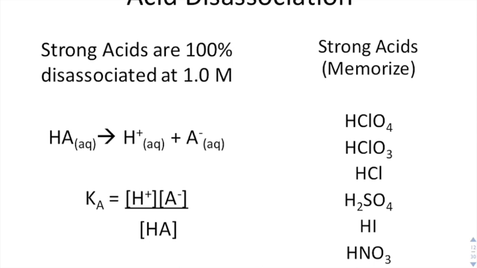Now, when we say considered to be, a lot of times it's actually like 93% or 94%. But once we give the classification, we say it is considered to be a strong acid. That strong acid is 100% disassociated. We don't treat it any other way.